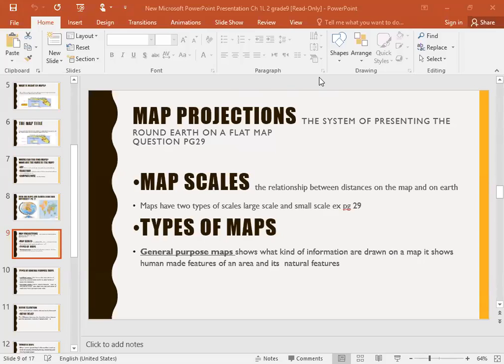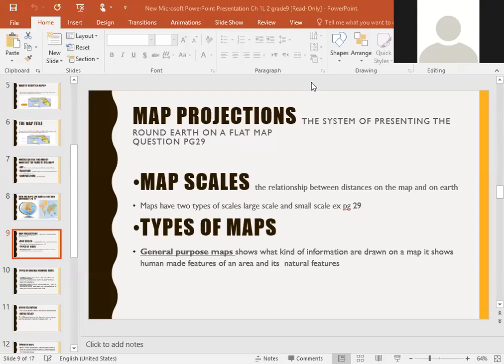The last one is, someone is trying to admit, okay. The last one is the types of maps. Who can tell me what types of maps do we have? I guess this lesson is like a revision. Types of maps. Maya?